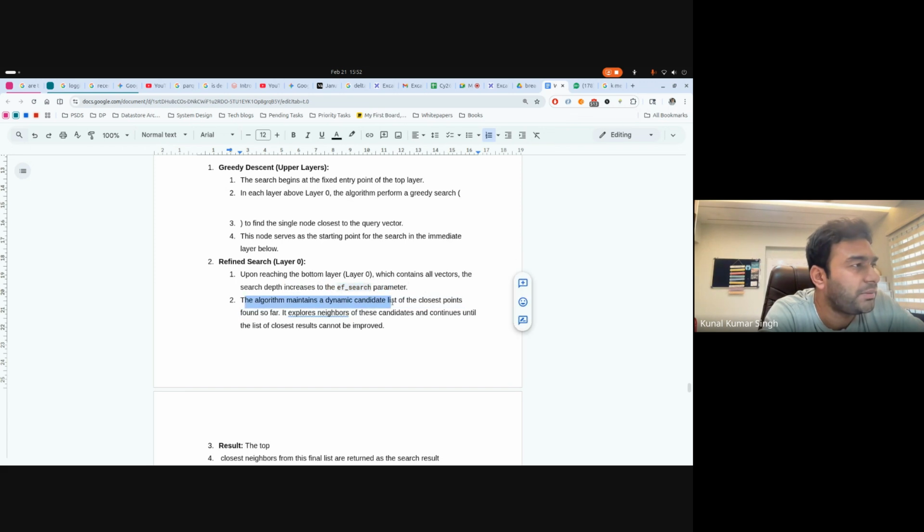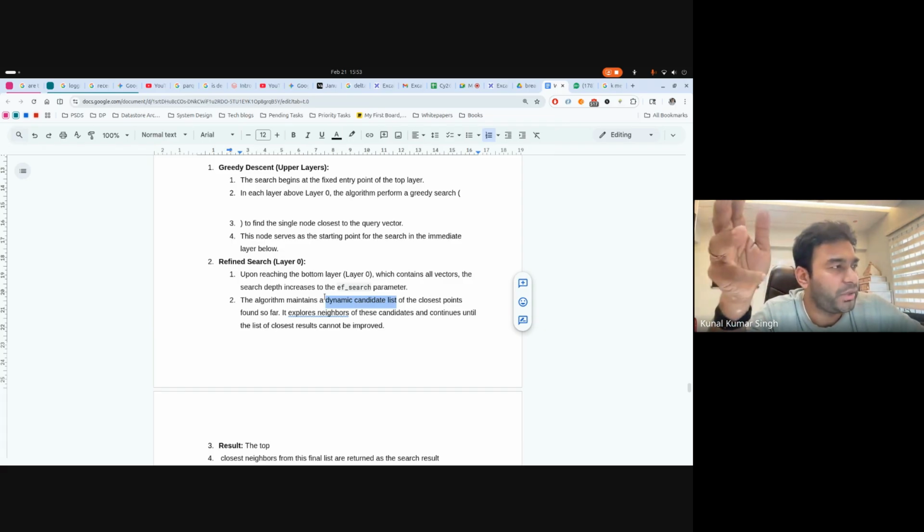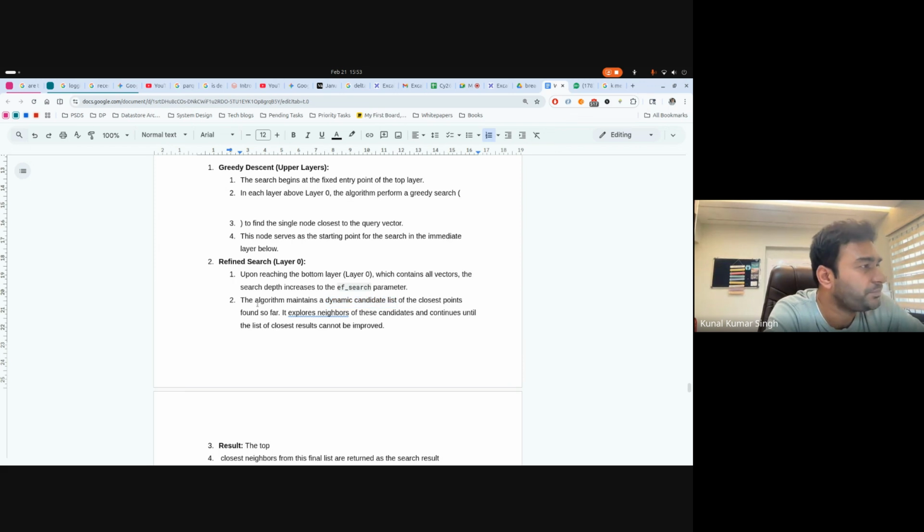The algorithm maintains a dynamic candidate list. So this is what I was saying. It will maintain pairs of the nodes which are similar to my query vector, along with a similarity score. So similarity score, let's say 0.3, 0.5, 0.7. It will maintain that list, and let's say it only needs to return 50. So it will always keep on dropping. If more similar vectors are there, it can keep on dropping the ones with lower similarity, the ones where the cos theta value is higher. Those it can keep on dropping from the candidate list.